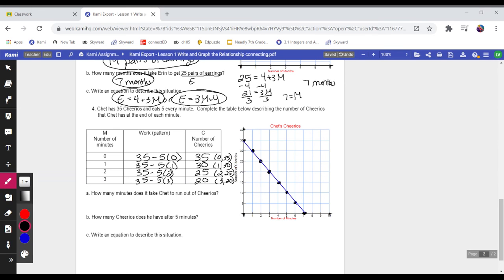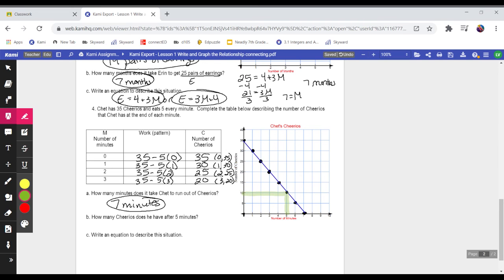So letter A says, how many minutes does it take Chet to run out of Cheerios? Well, that's going to give you 7 minutes, because that will give you the ordered pair of 7, 0. So that means that you eat all the Cheerios. So it's going to be 7 minutes. Letter B, how many Cheerios does he have after 5 minutes? Well, after 5 minutes, he has 10 Cheerios.